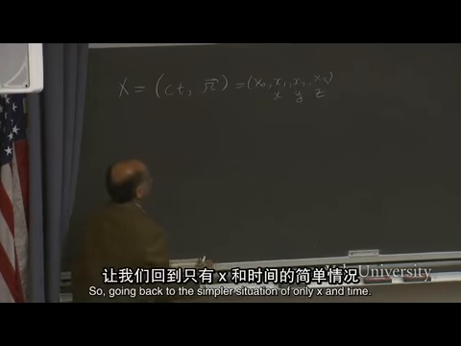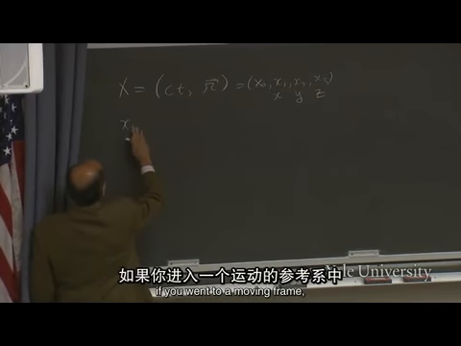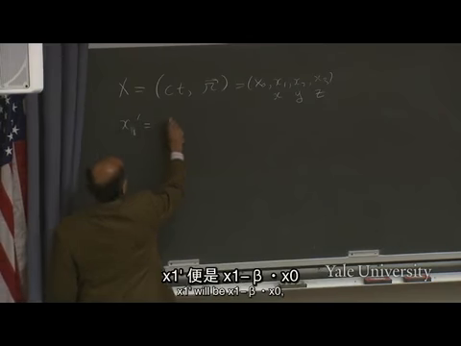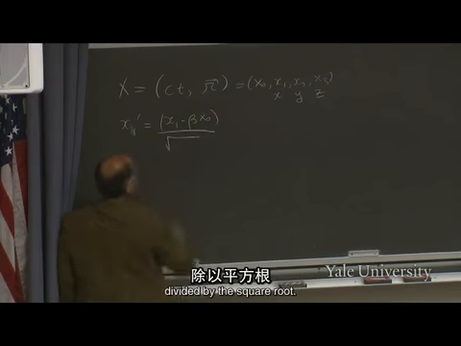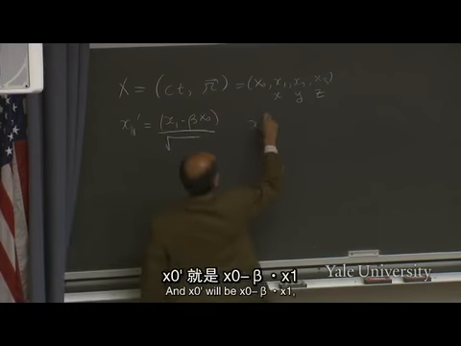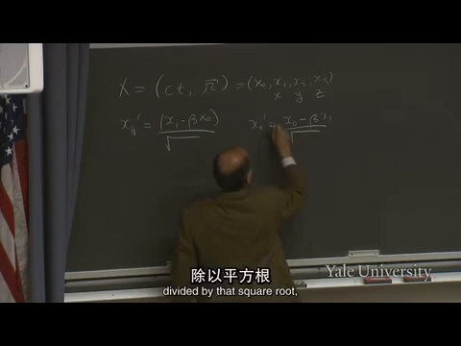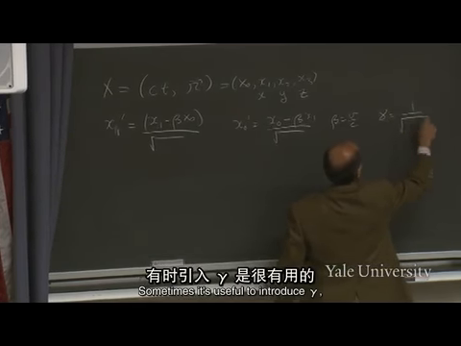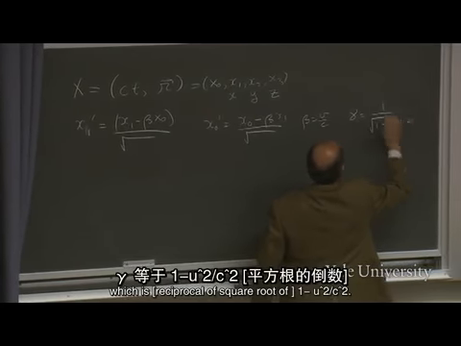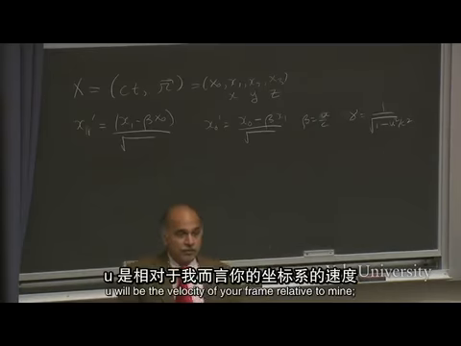So going back to the simpler situation of only x and time, the point of those coordinates is that if you went to a moving frame, x1 prime will be x1 minus beta x0 divided by the square root, and x0 prime will be x0 minus beta times x1 divided by that square root, where beta is v over c. Sometimes it's useful to introduce gamma, which is 1 over the square root of 1 minus u squared over c squared. Also, to prevent all confusion, u will be the velocity of your frame relative to mine.